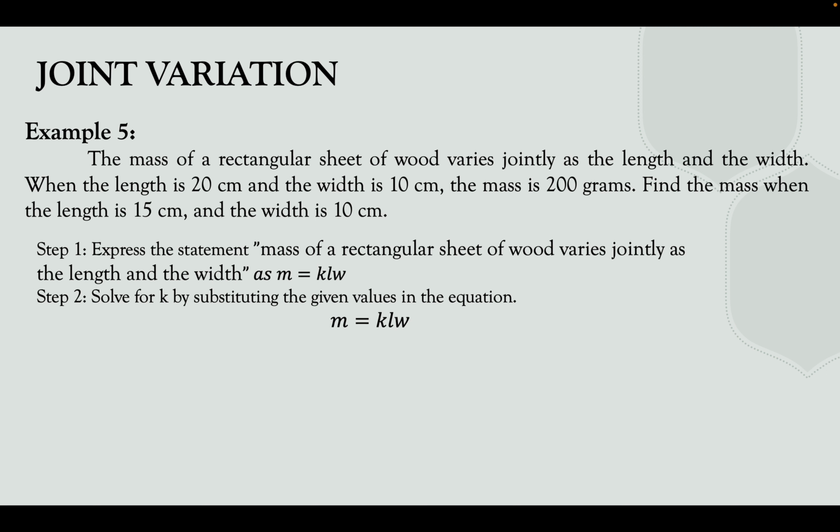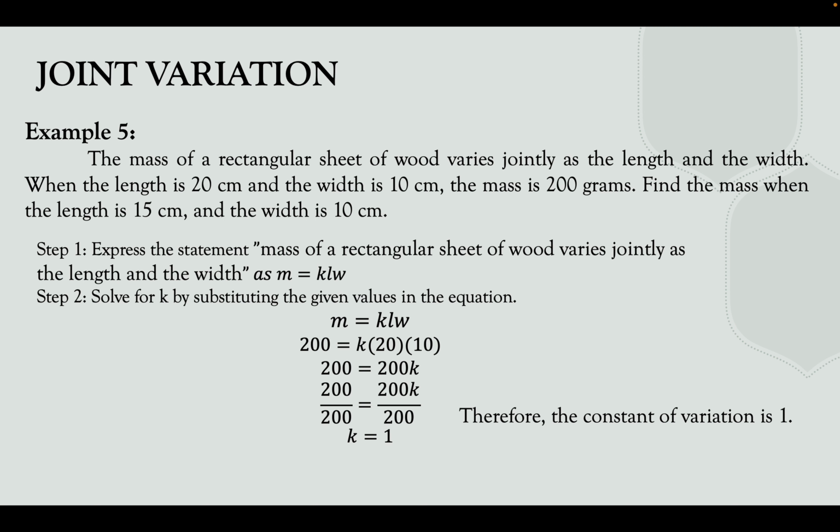Substitute the first set of the given. So we have 200 equals K times 20 times 10. So 20 times 10, we have 200K. So 200 equals 200K. Divide both sides by 200. So we will get K equals 1. That means the constant of variation is 1. And the equation of variation now is M equals 1 times length times width.